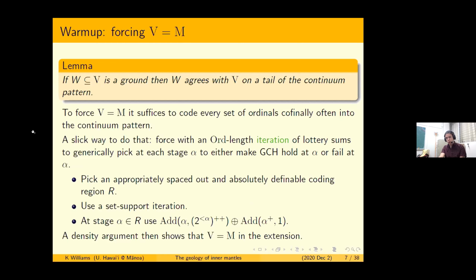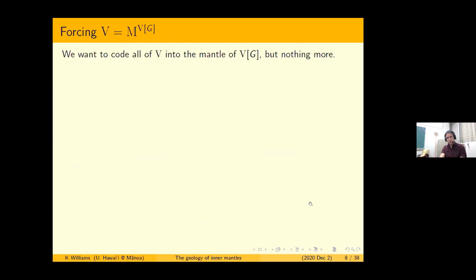So this is one of the two things I mentioned of these Fuchs, Hamkins, Reitz results. This is forcing a model where V equals the mantle. On the other hand, the other thing they said we can do is that we can force the ground model to be the mantle of this class forcing extension. So let's talk about how to do that. So a similar sort of idea.